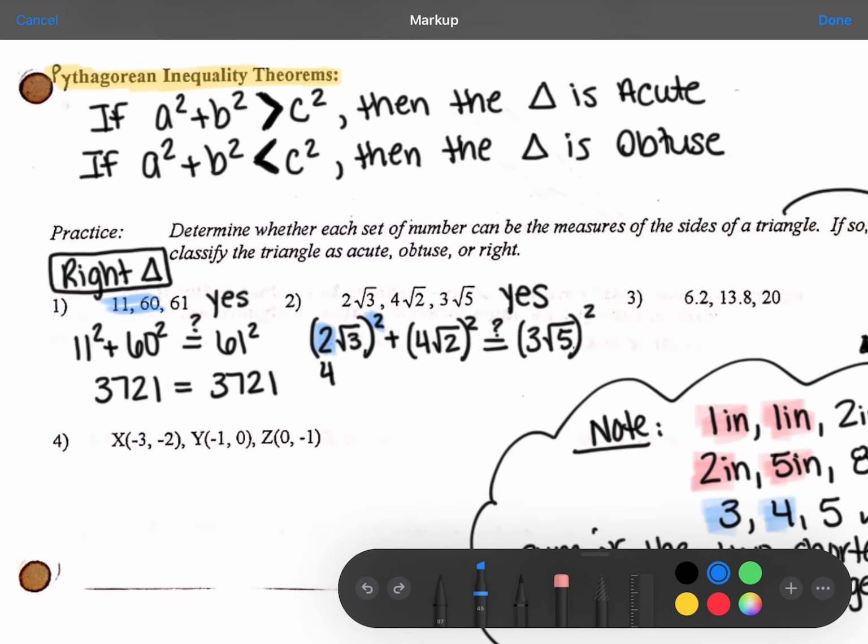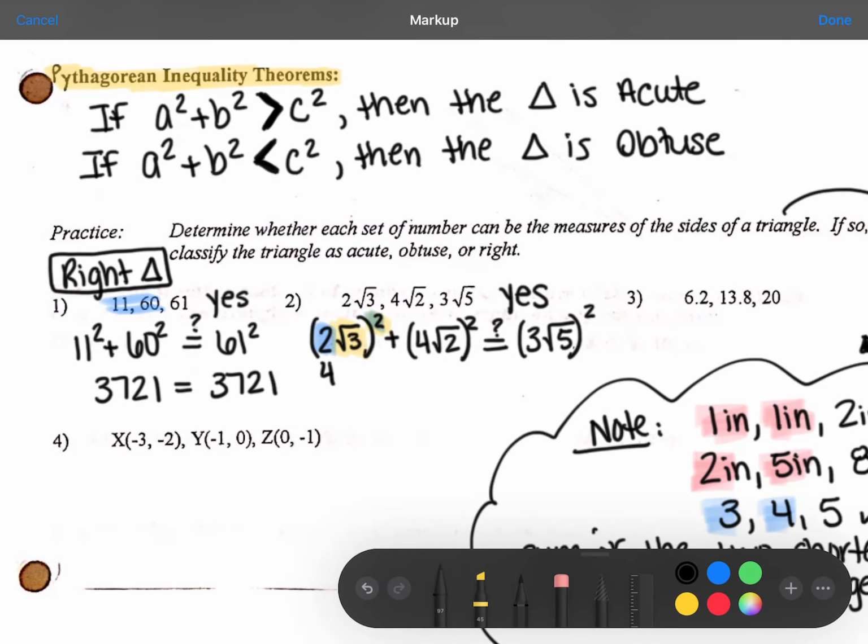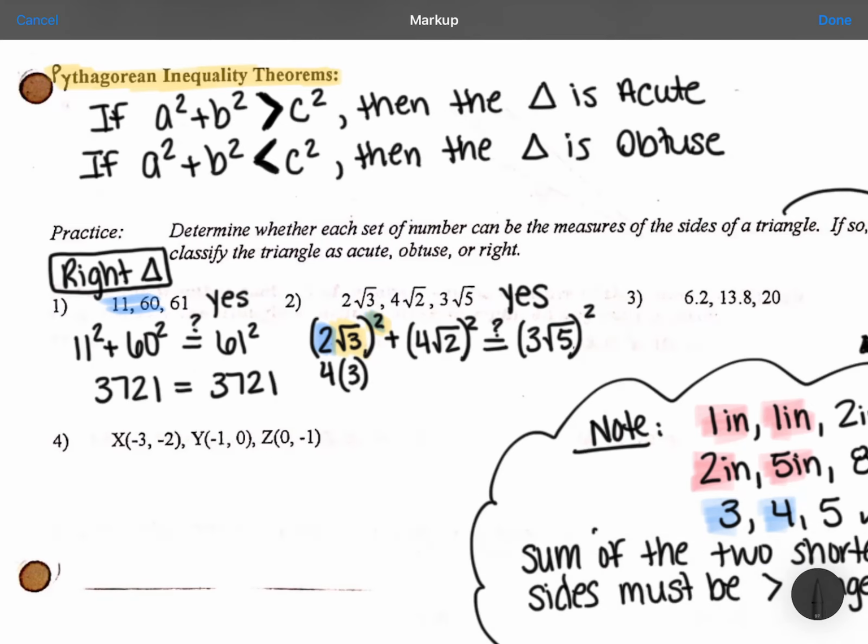Let's try and do a different color here. Radical 3 squared, remember, is radical 3 times radical 3, which is regular 3. So that gives me a 12. 4 times 3 is 12.